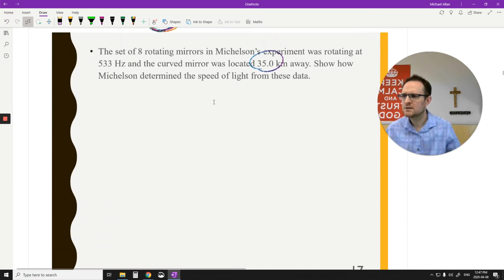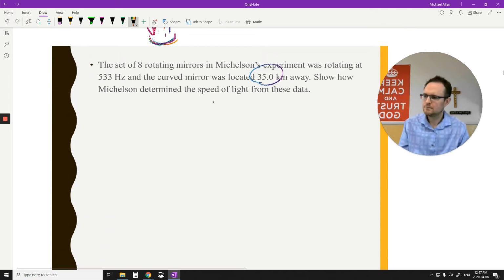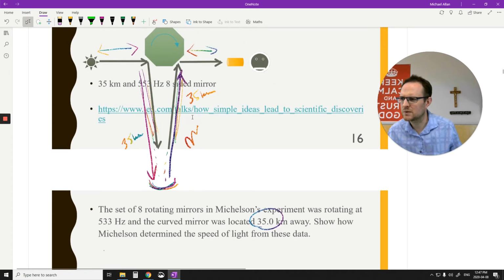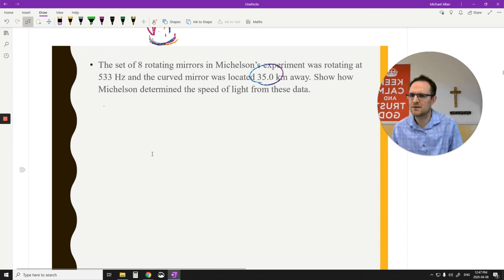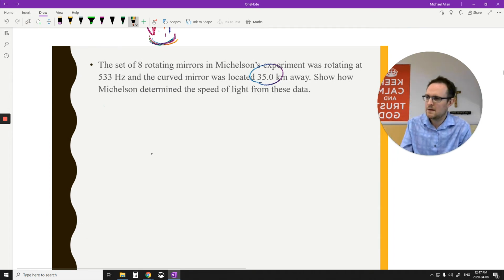Okay, so Michelson's mirror, if you see from the picture, is going to rotate at a very specific speed. You can see it's rotating at a frequency of 533. I think it changed from one page to another. So it's 553 up here. It doesn't really matter. We'll use the 533 and see if that's any different. So it's rotating at this frequency, the 533.